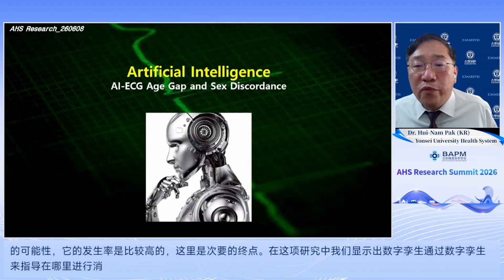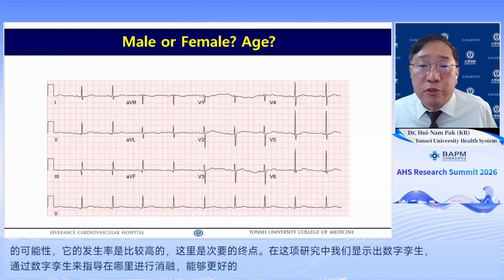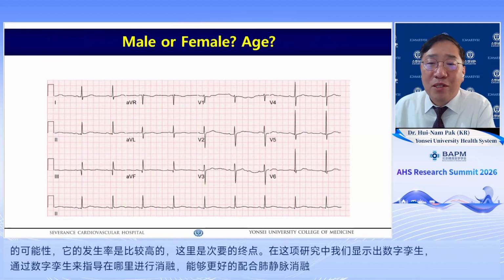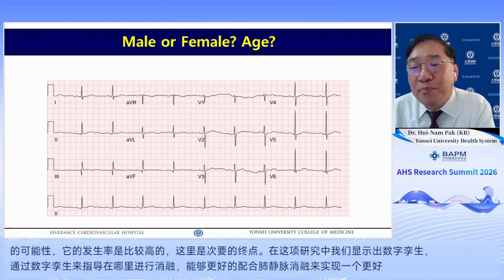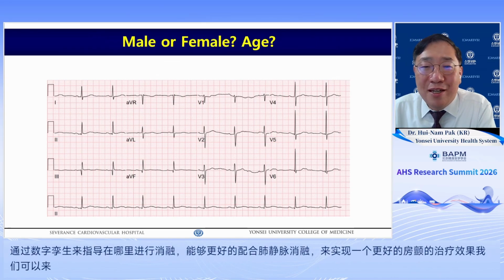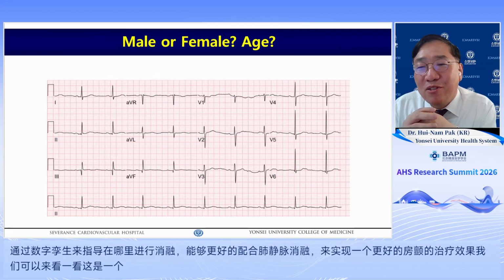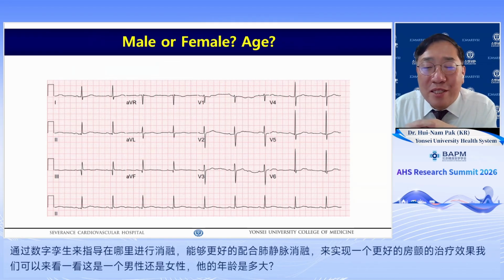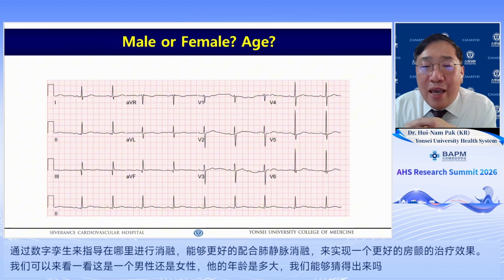Okay, now we move forward to artificial intelligence. Can you guess whether the owner of this ECG is male or female and their approximate age? Actually, I never learned or attempted to determine age or gender from ECG alone. But AI has accomplished this difficult task.